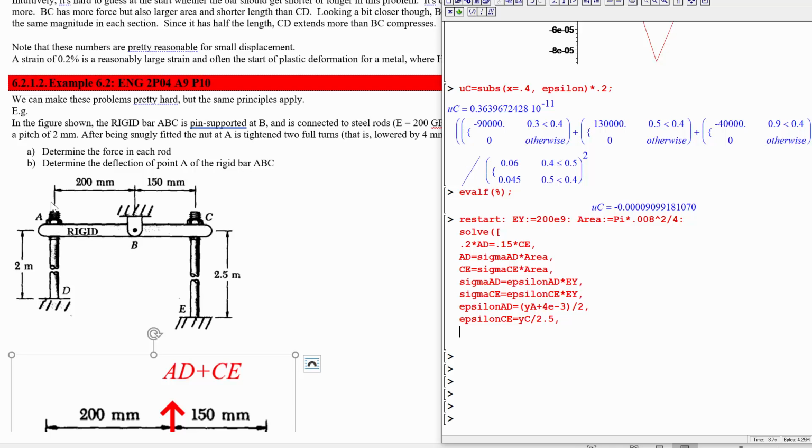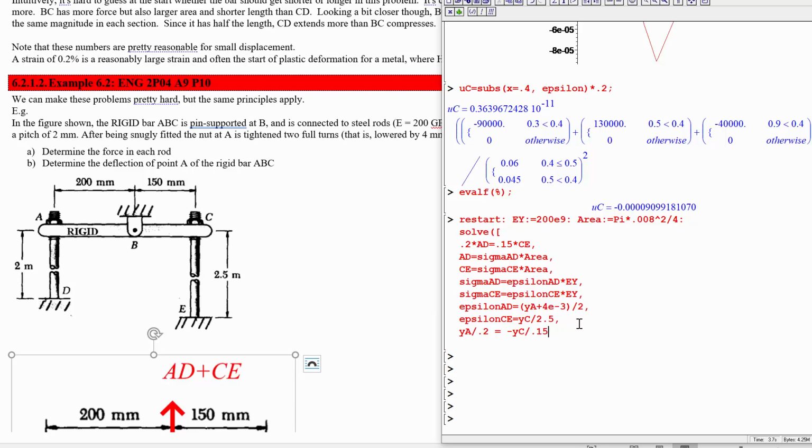In fact, the amount that this moves up over 200 millimeters has to be the amount that this moves down over 150 millimeters, right? So we can say that YA over 0.2 has to equal the amount the other one moves down, which is negative YC over 0.15, right? So that means one of them has to be positive and the other one has to be negative. YC itself has to be negative, the amount that it moves up has to be negative for YA to be moving up in a positive sense.